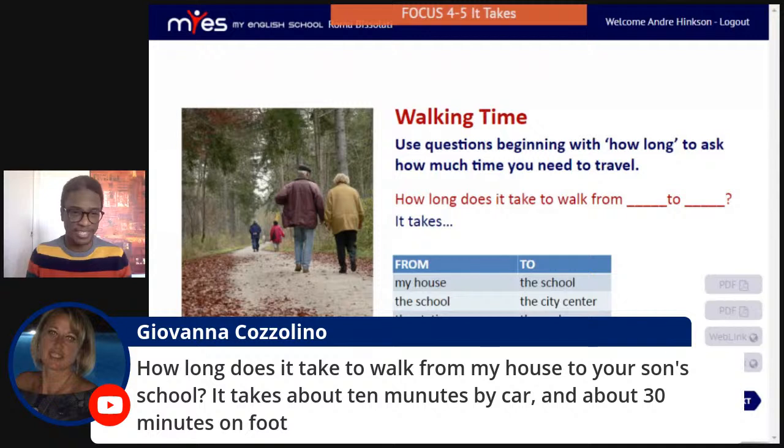Excellent, very, very good. So remember, we use the first person if you're asking, well, the second person, if you're asking someone else, you say, how long does it take to walk from your house to your son's school? So remember, second person. So the response would be, it takes about 10 minutes by car and about 30 minutes on foot to walk, to drive by car and to walk on foot. Very good.